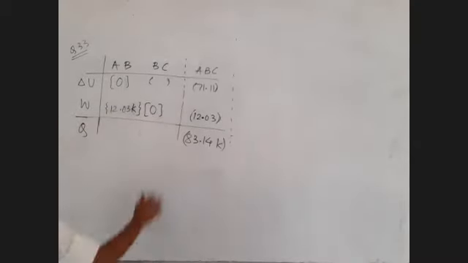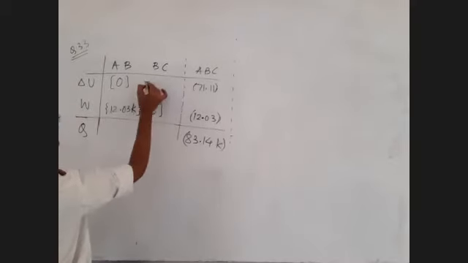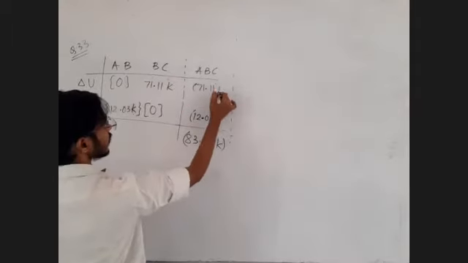Fine sir, what is this then? This plus this equal to this. Sir, it will be 71.11. Of course k, kilo.